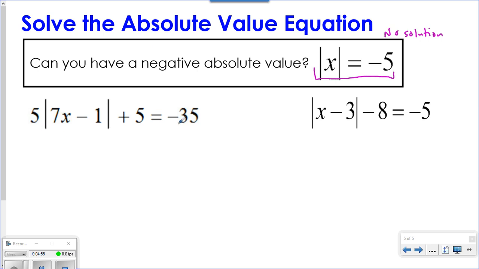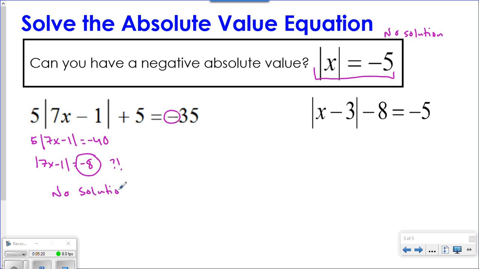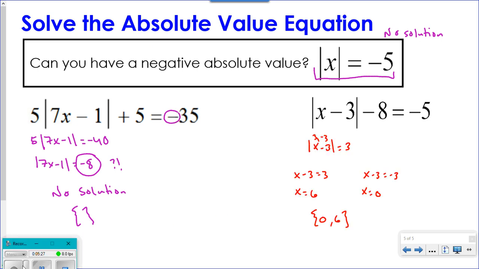So for this one, for example, I have this negative sign right here, but my absolute value has all this stuff with it, so I can't say no solution yet. I start by moving my constant. So we have the absolute value of 7x minus 1 times 5, and that's equal to negative 40. Then we divide by 5, so the absolute value of 7x minus 1 equals negative 8. And here I have that negative. This is another contradiction. So this is our no solution. And we put our empty brackets because we don't have an answer. Go ahead and try the other one on your own.